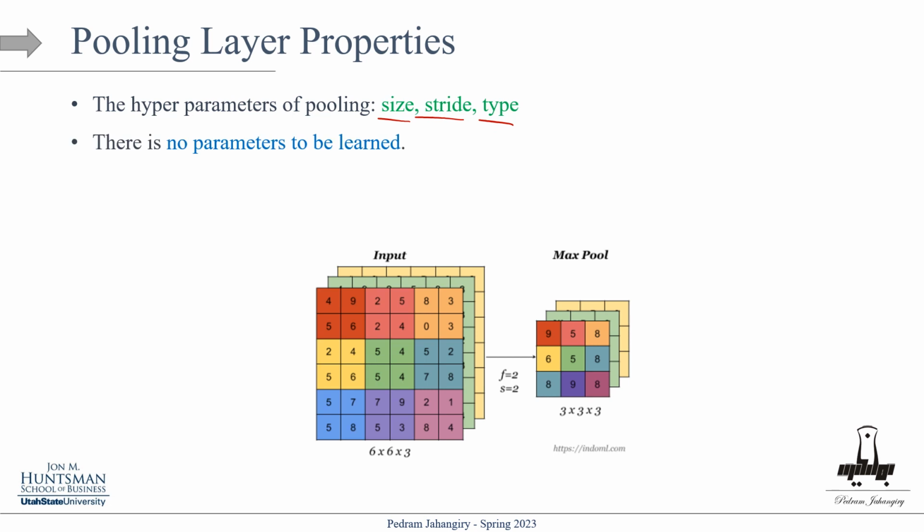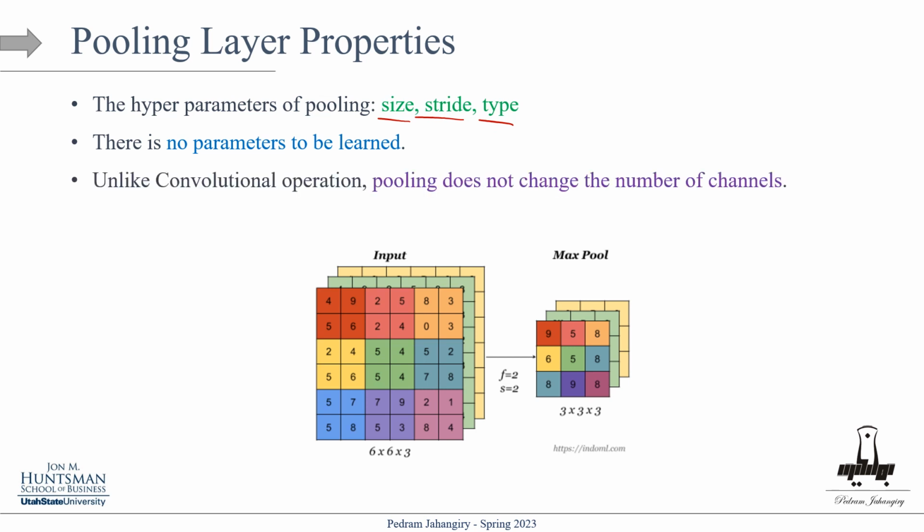And then remember, there are no parameters to be learned, so we are going to specify these things before training the model. Unlike convolutional operations, pooling does not change the number of channels. Depending on what kind of convolutional operation we use, we may end up with a different number of channels in the output. But the one that we covered so far is called standard convolutional layers, or volume-based convolutional layers.